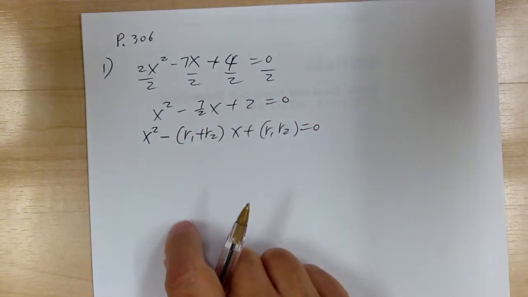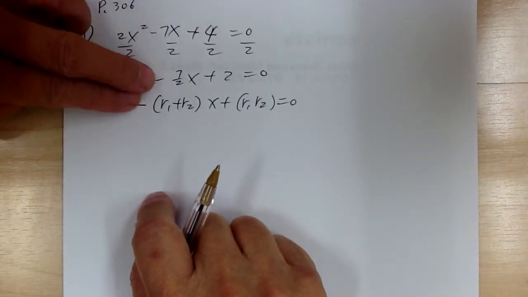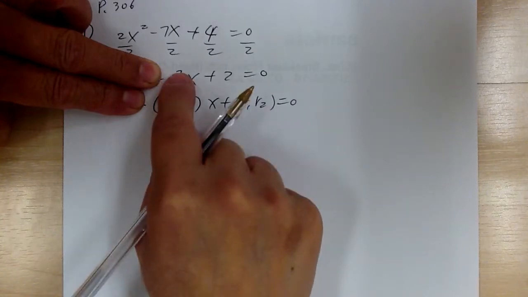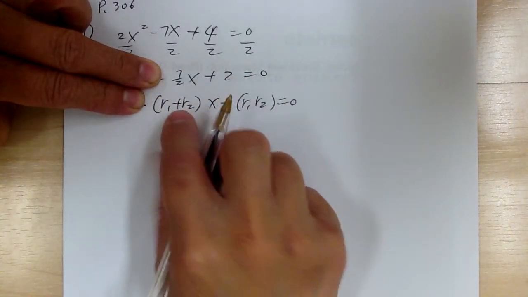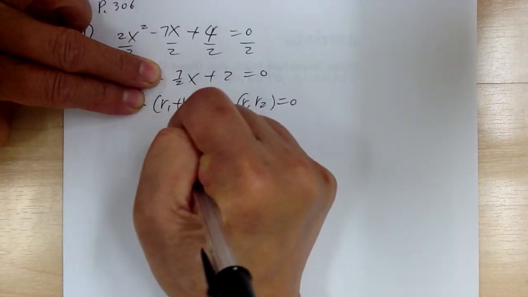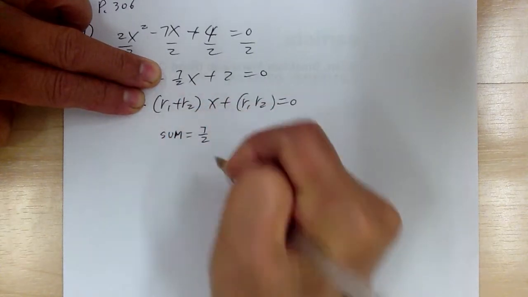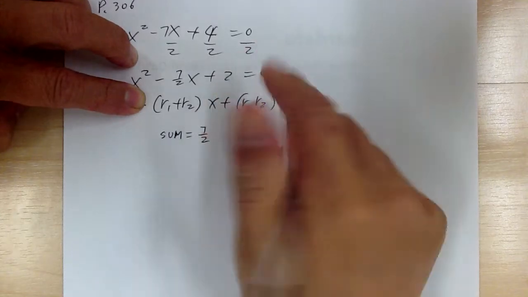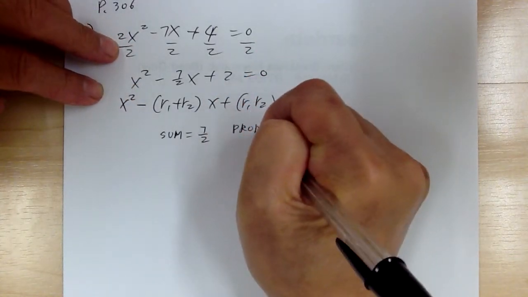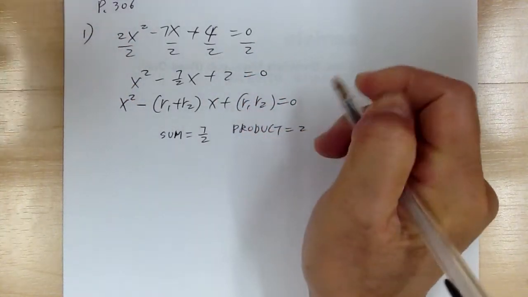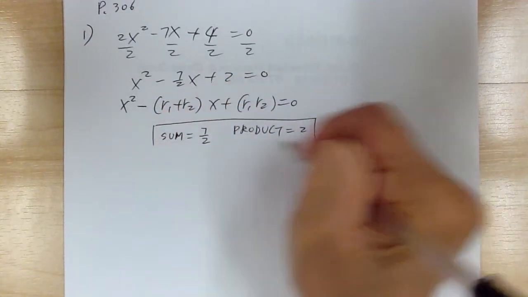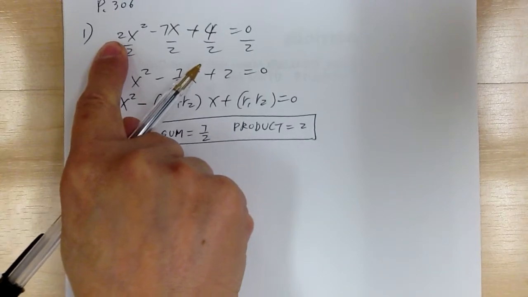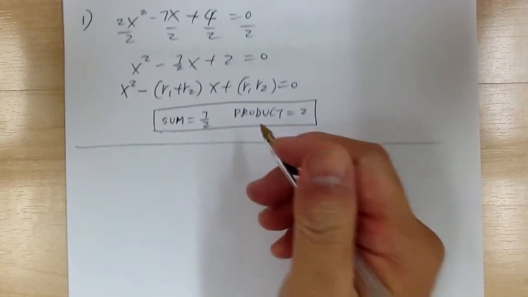And after you go and match up, the negative already matches, so you can see that the sum, this matches with that, so this is the sum, right? Sum is add. So the sum is equal to 7 over 2. And over here, this is a product, so you match, so the product is equal to 2. Okay, and those are your answers. But make sure that you get rid of that coefficient, the a coefficient.